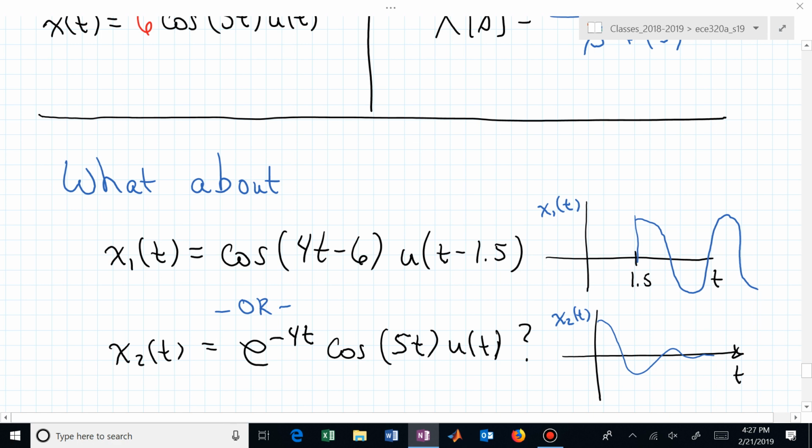The first one, what's going on with the first one? I've tried to draw an illustration of what's happening. It switches on at time t equal to 1.5, when the argument of this is 0, and then for all t after that, the argument of u of t minus 1.5 will be non-negative. I've turned a cosine on after 1.5 seconds, and it just keeps going and going. And that's what x sub 1 of t is.